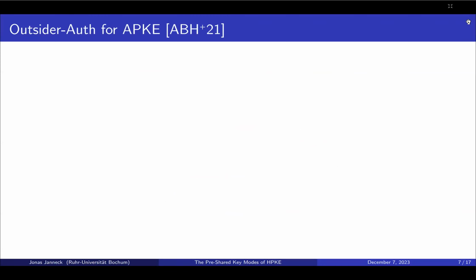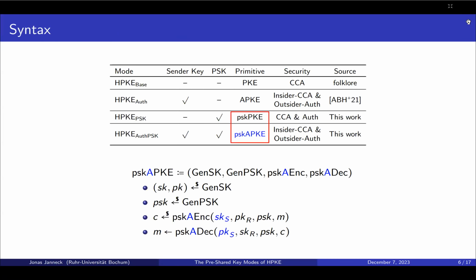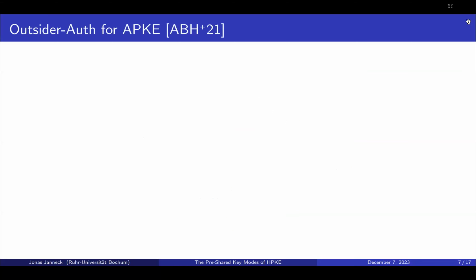Okay, for security, I want to give only an example of authenticity because we have, as you can see here, four different notions for security. As an example, I want to give authenticity, and I want to start with the one from the previous paper analyzing HPKE, the Eurocrypt 21 paper, and from there I want to show what we did to model the pre-shared key.